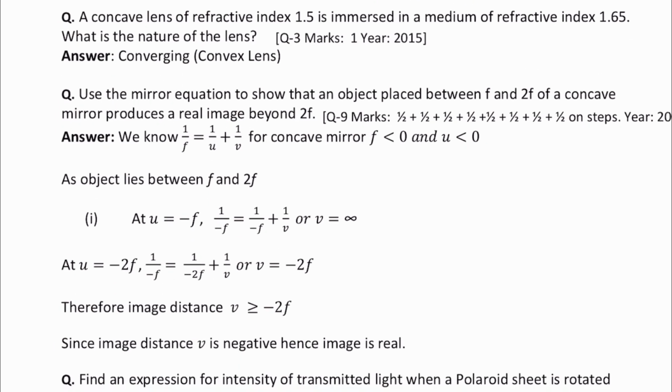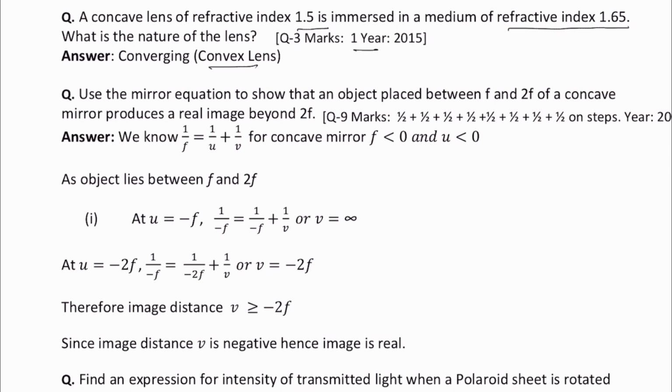A concave lens of refractive index 1.5 is immersed in a medium of refractive index 1.65. What is the nature of the lens? So this concave lens becomes a convex lens. This is one more question.